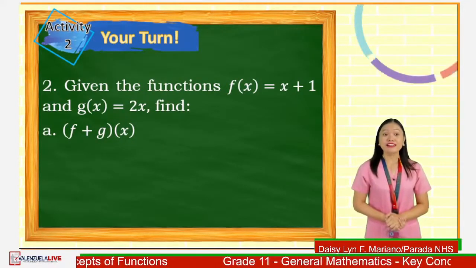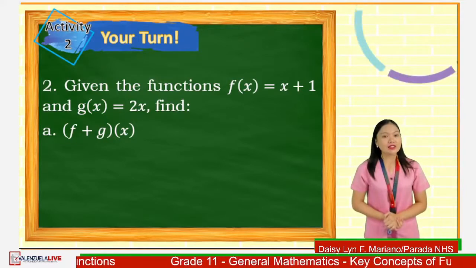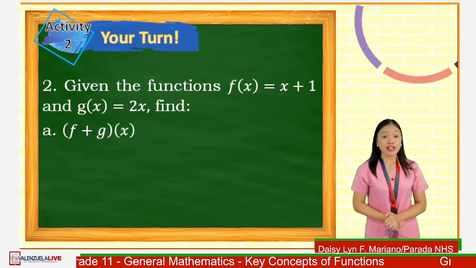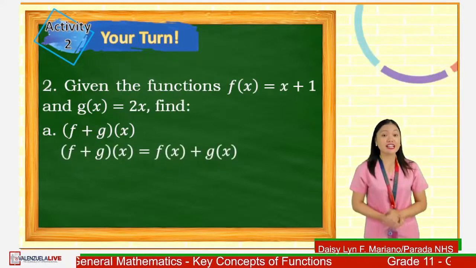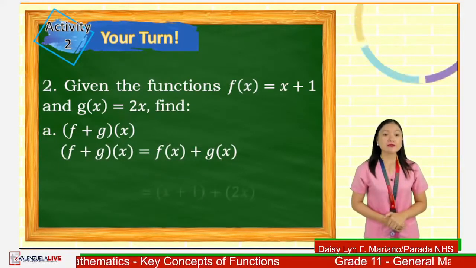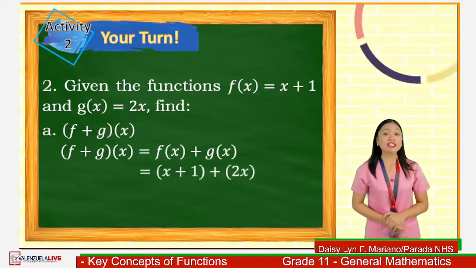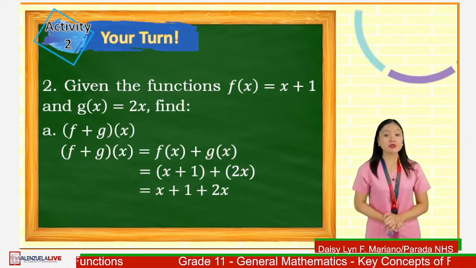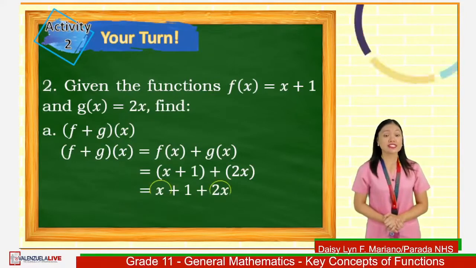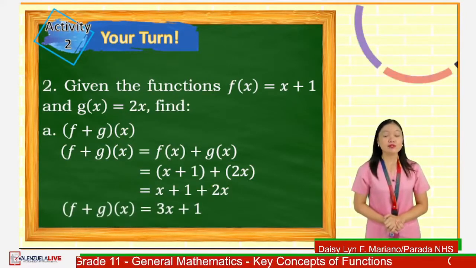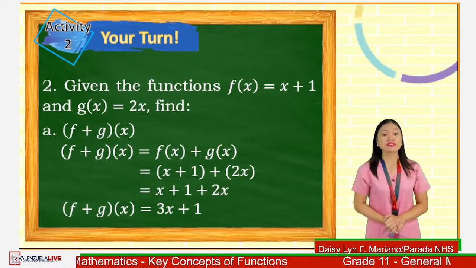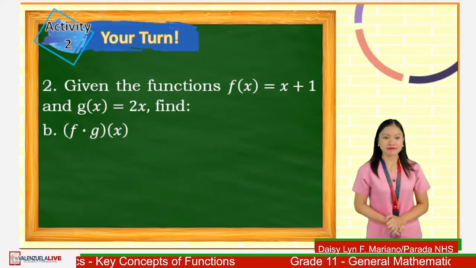Time's up. Let us check your answer. To get the sum of the two functions, simply add f of x plus g of x. That is quantity x plus 1 plus quantity 2x, which is x plus 1 plus 2x. Combining similar terms, we get f plus g of x is equal to 3x plus 1.